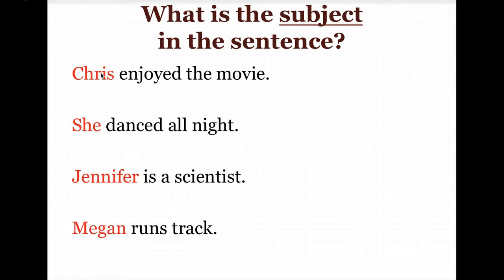So a pronoun is basically just like a noun or a name, but a little more vague. We don't know exactly who it is. That's just kind of a side note. All right, so these are the subjects in the sentence.